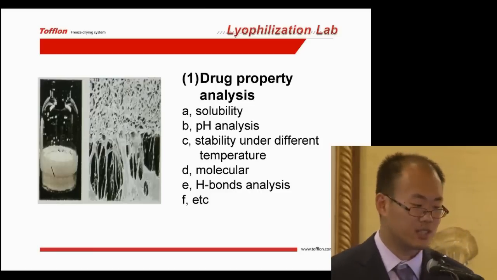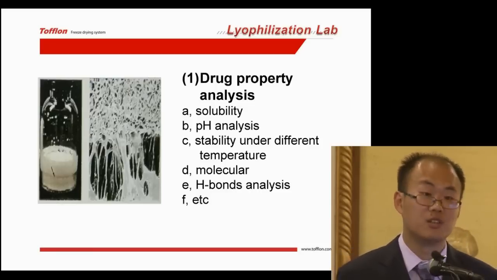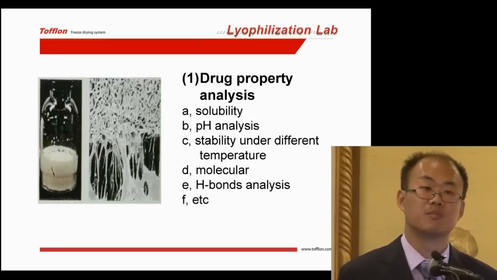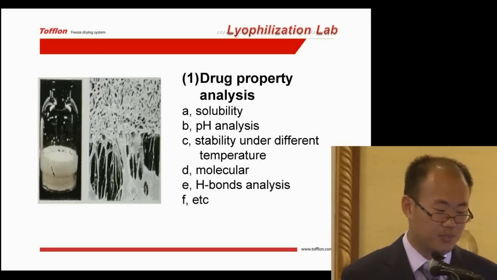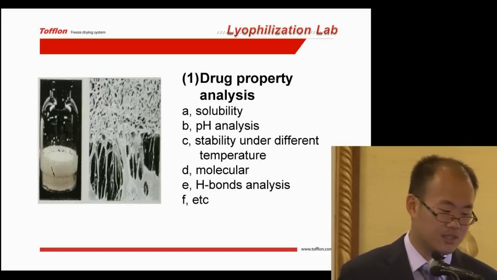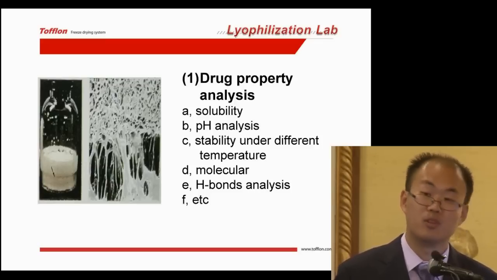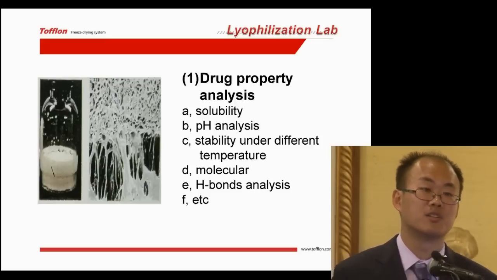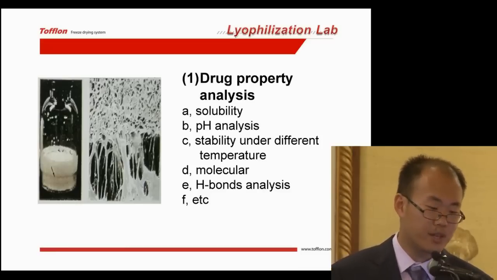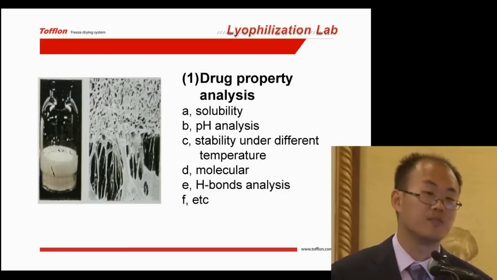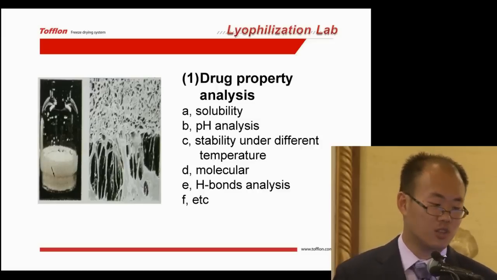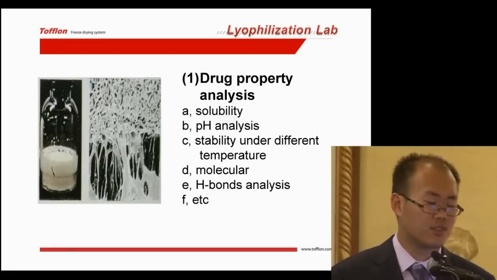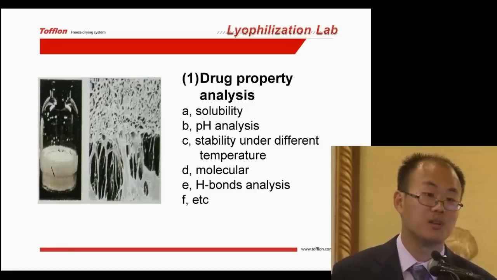How to get a good freeze drying cycle? Several steps are needed. First, we must know the drug property. So we must analyze the drug property: the solubility, the pH analysis, stability under different temperature, molecular, and H bonds. These are also important. We must prepare the drug solution properly. If we don't know this, we usually don't know how to design the freeze drying cycle, and there may be some problems.